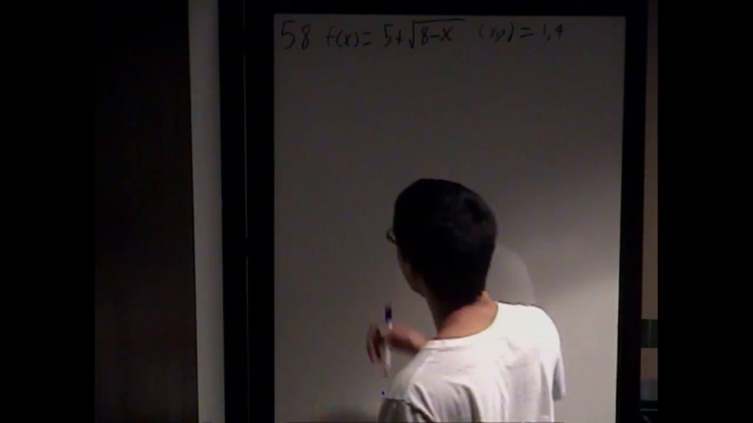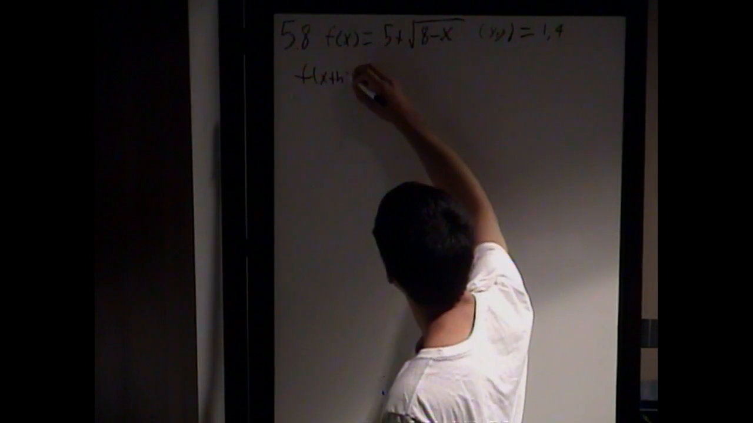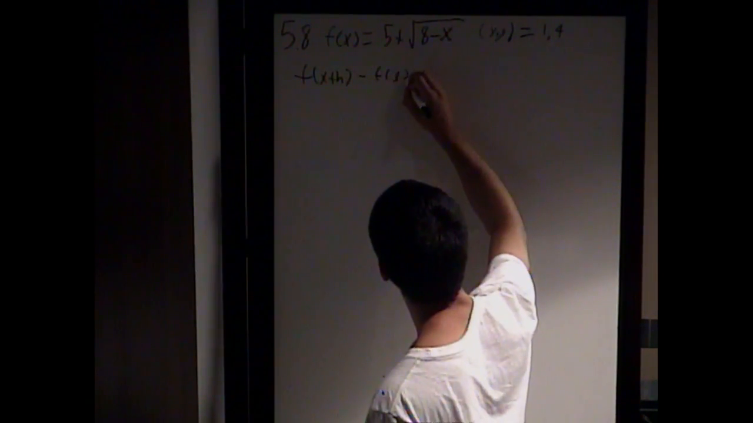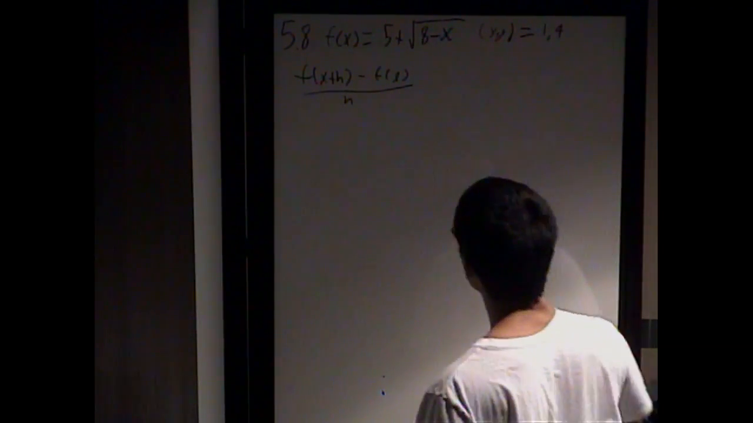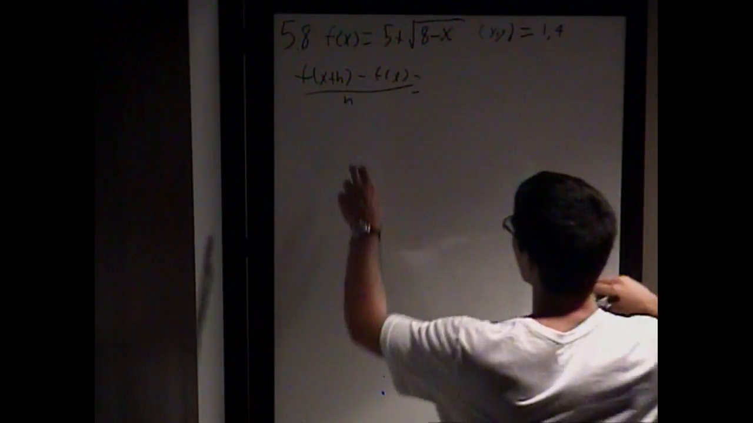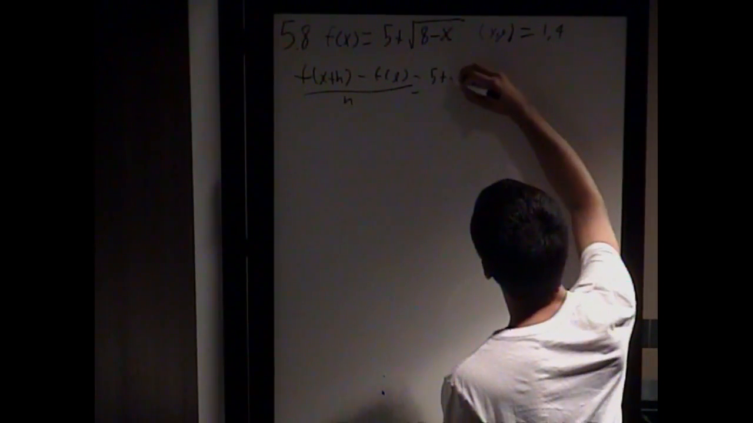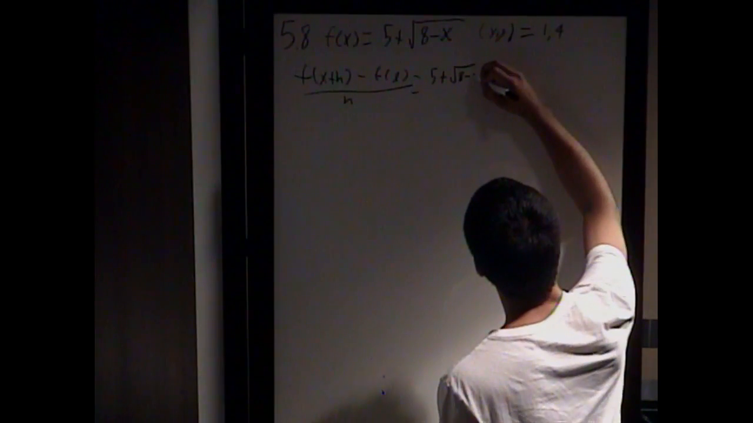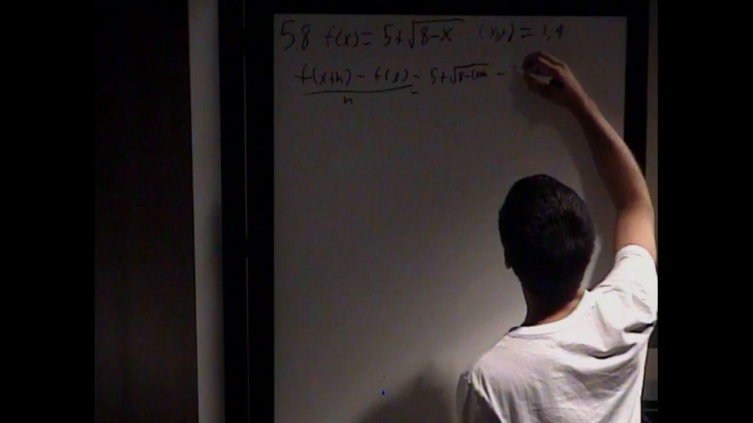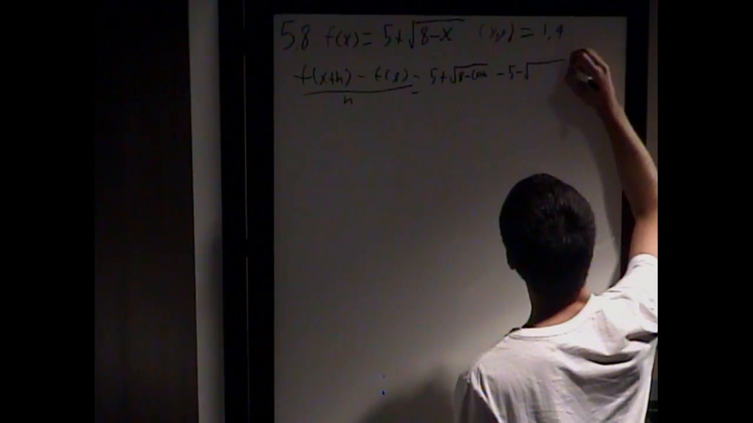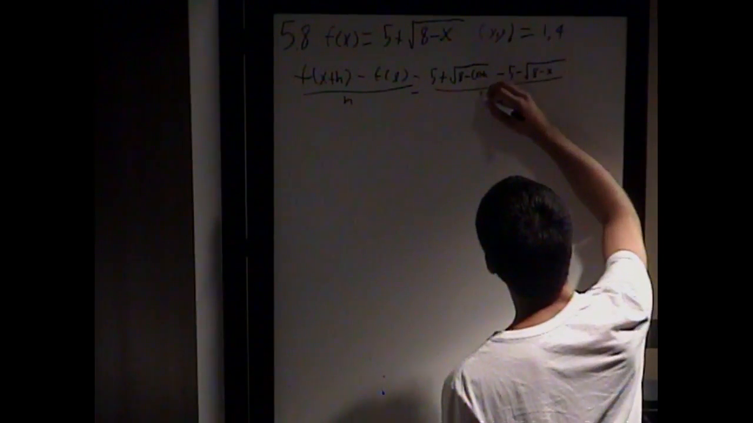Now, in order to solve this, the formula is f of x plus h minus f of x over h. So in order to do this, we need to replace this accordingly. So at first it will be 5 plus square root of 8 minus x plus h minus 5 minus the square root of 8 minus x all over h.